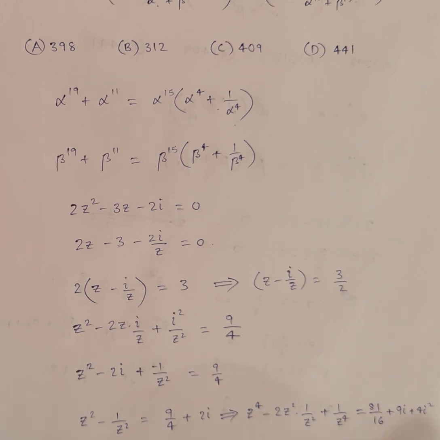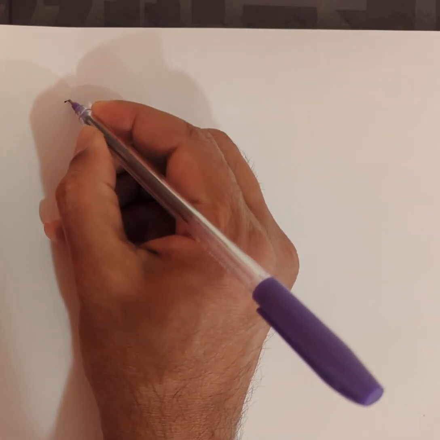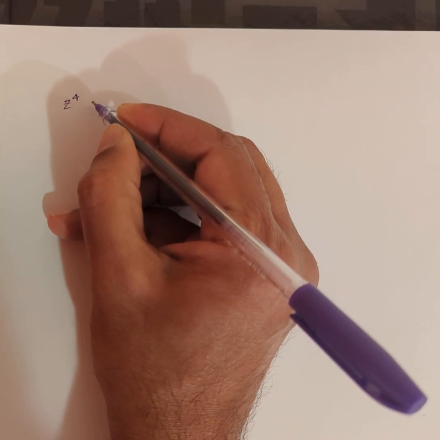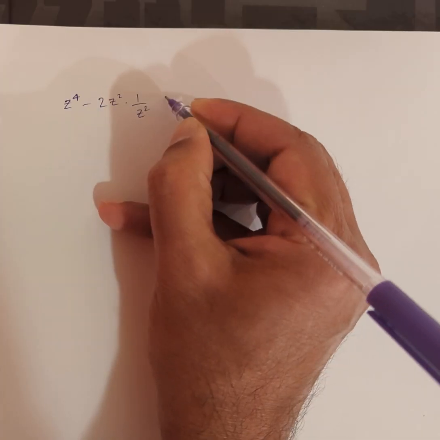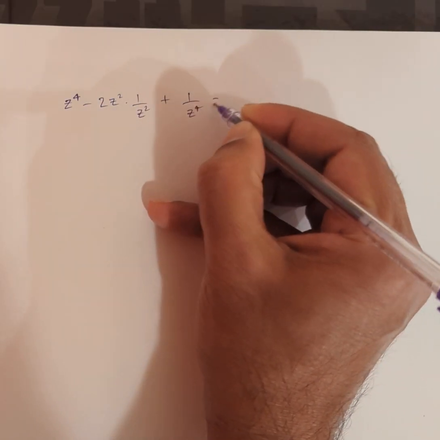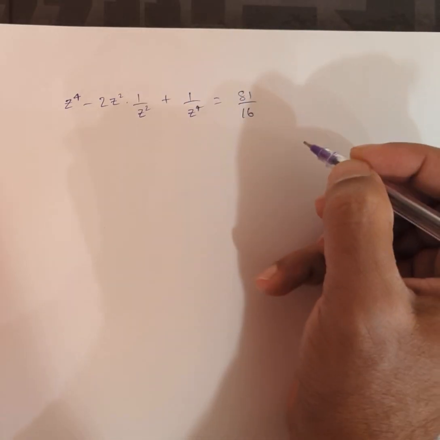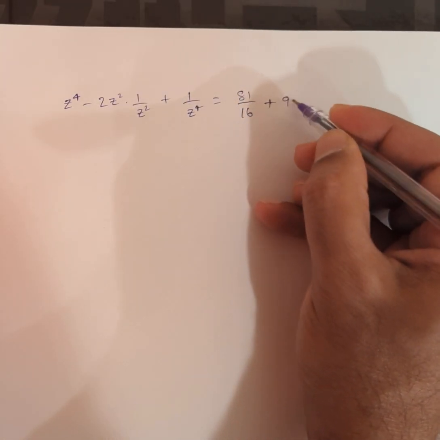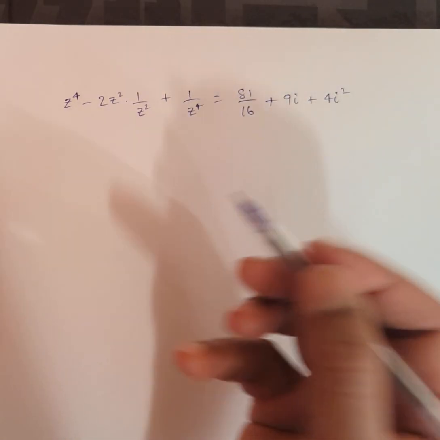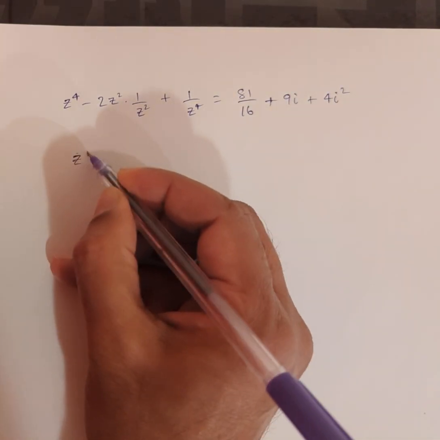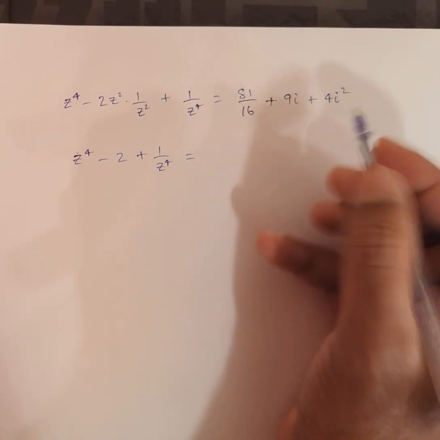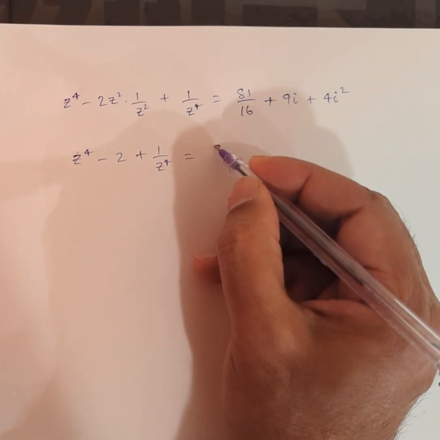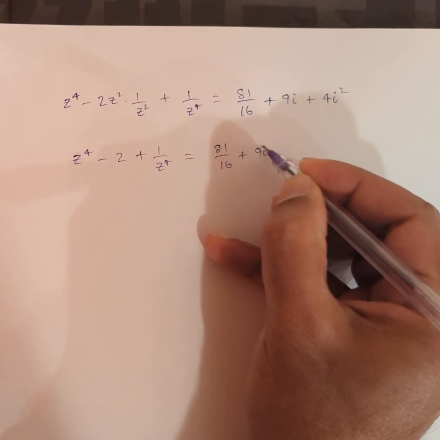All right, let me copy this on a separate sheet of paper. So what I have is z to the 4 minus 2z squared times 1 over z squared plus 1 over z to the 4 equals 81 over 16 plus 9i plus 4i squared. i squared is negative 1. So the left side simplifies to z to the 4 minus 2 plus 1 over z to the 4, and the right side simplifies to 81 over 16 plus 9i minus 4.